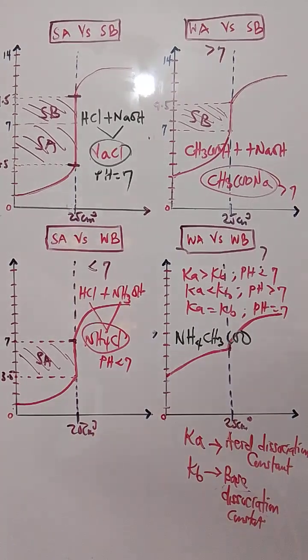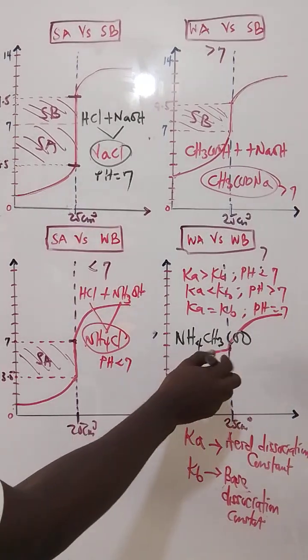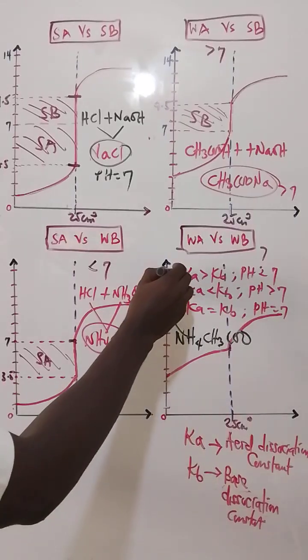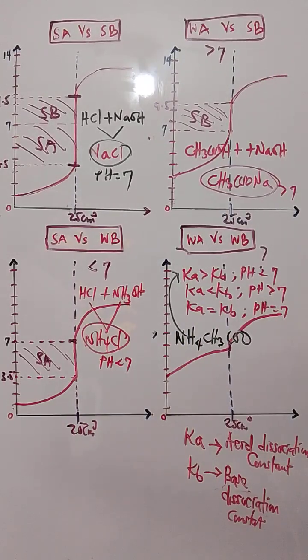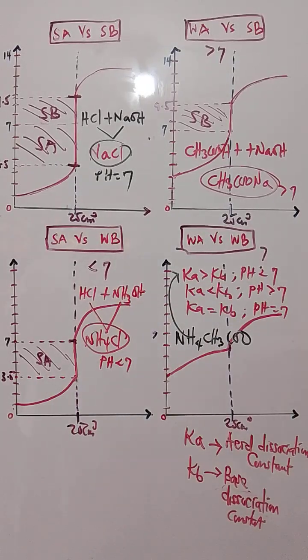Ammonium ethanoate is formed from what? A weak base and a weak acid. It has a pH less than 7. Why does it have a pH less than 7? Because Ka is greater than Kb. Then we have sodium ethanoate.